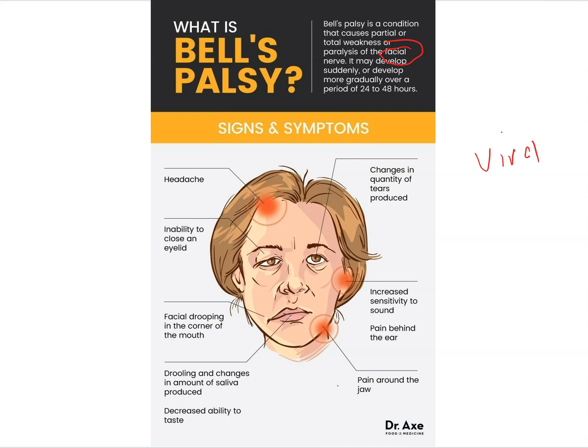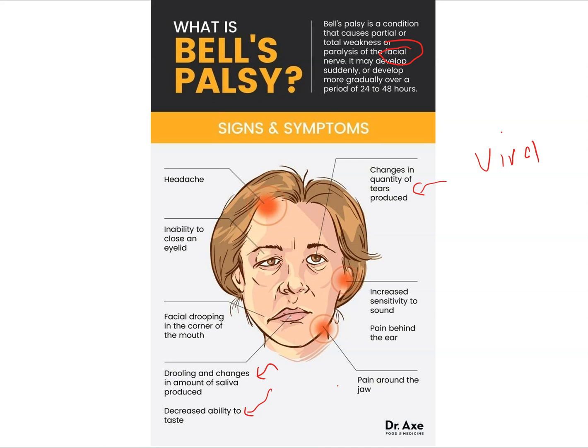So it might come after some sort of viral infection. It can happen from severe stress. Well, remember that nerve innervates, one, salivation and tears. So the eyes might get really dry. You might make less saliva. And if you have less saliva, you won't taste your food as well.